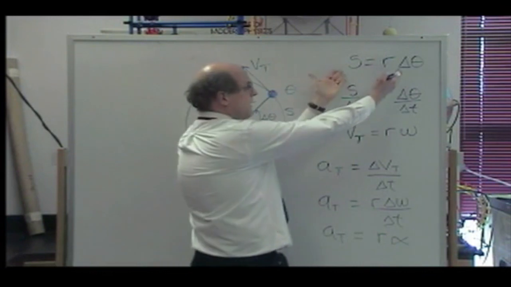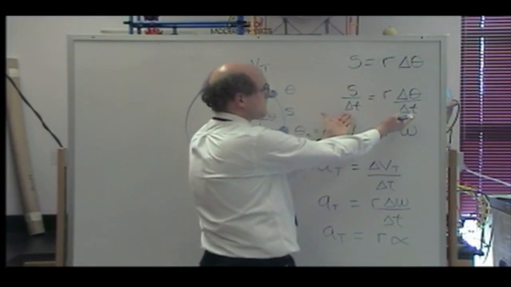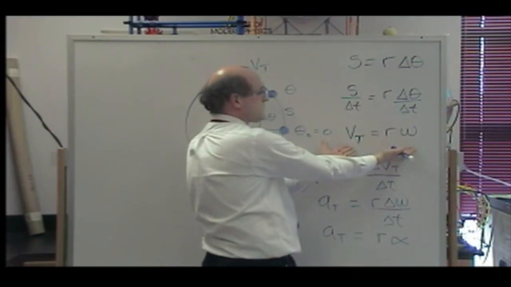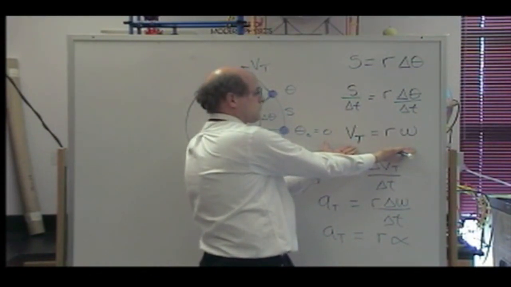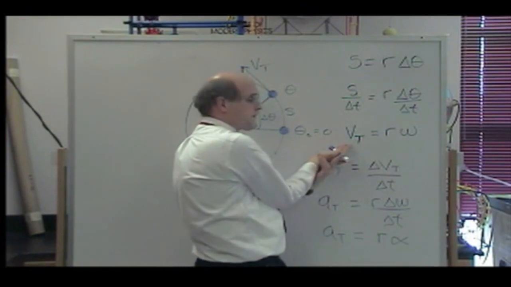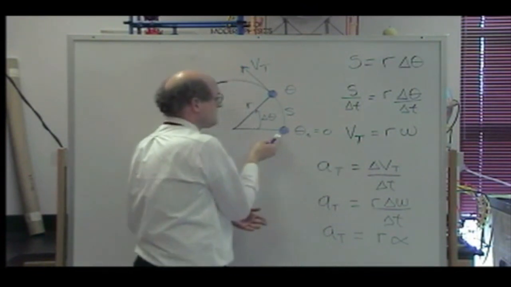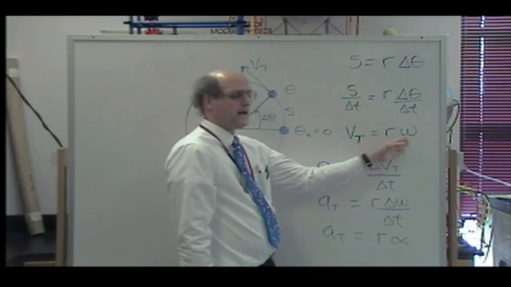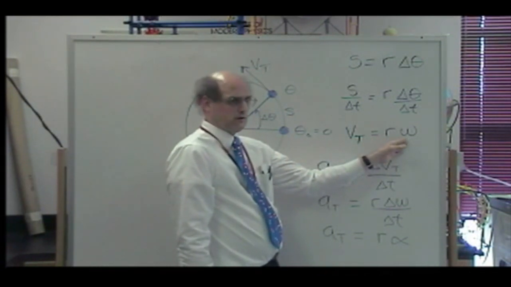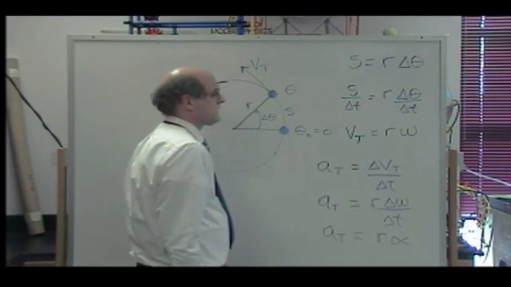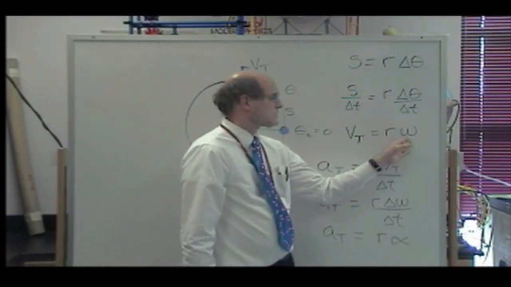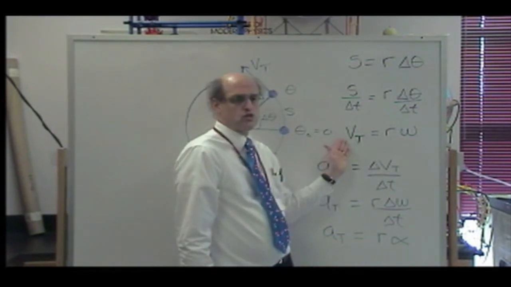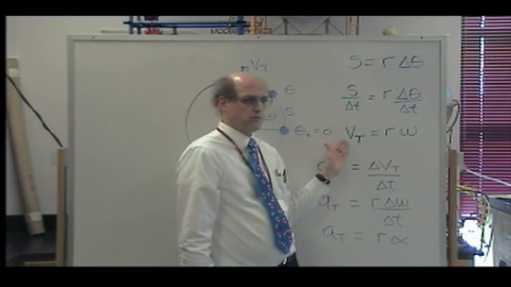If we divide both sides of this equation by delta t, we get this very useful expression, which states that the tangential speed of the sphere is equal to the radius of the circle times the angular speed of the sphere. And the unit of angular speed is the radian per second. The unit of tangential speed is the meter per second.